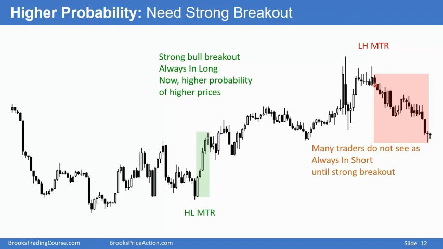Reversal setup, starting to get a bear breakout. As the bear bars get added, the probability starts to go up that you're going to get lower prices. Most traders would not conclude that this is always in short until you had at least 3 bear bars, or 1 or 2 big bear bars, a big bear bar and a follow-through bar. Most traders would not conclude this is always in long until you started to get consecutive bull trend bars, either here or here or here.